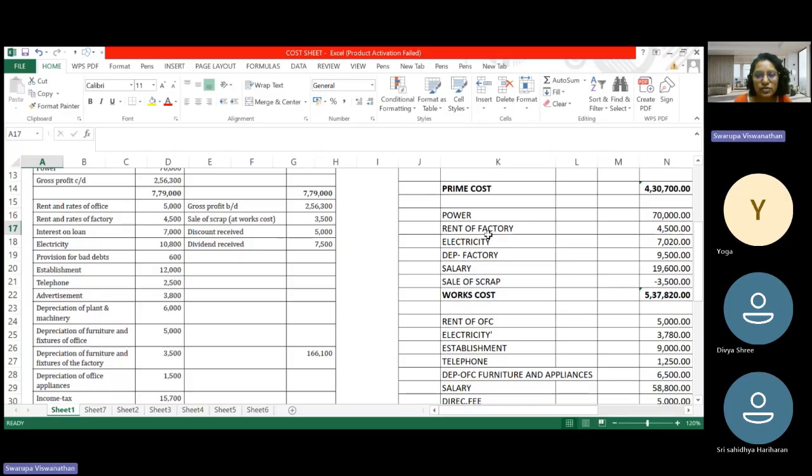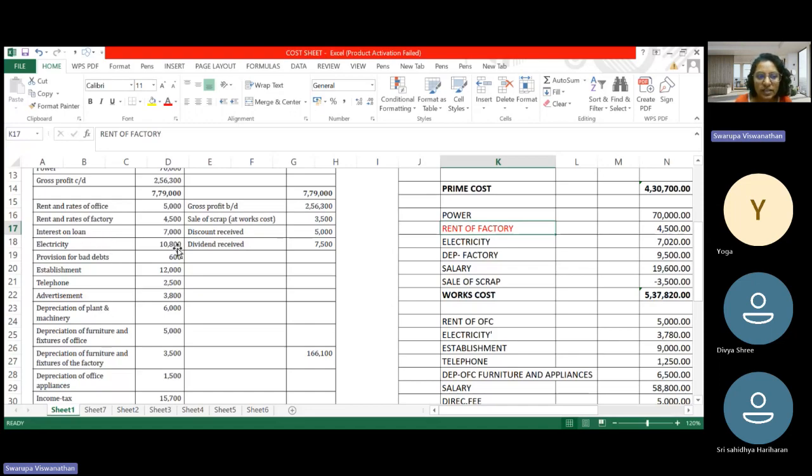Rent and rates for factory. We are factoring it in the factory overheads. Interest on loan will not come in the cost sheet. It's not part of a cost. It is outside your cost computation.